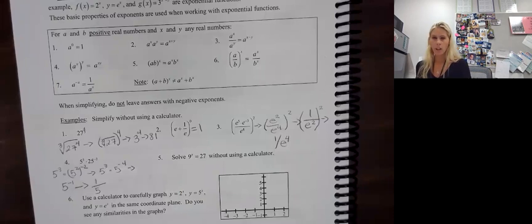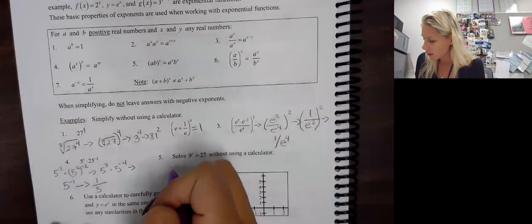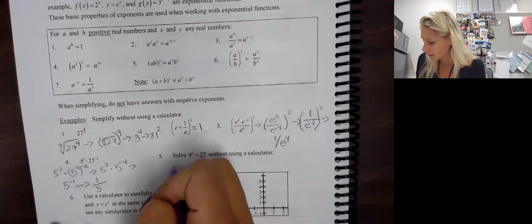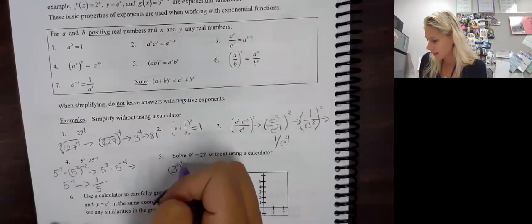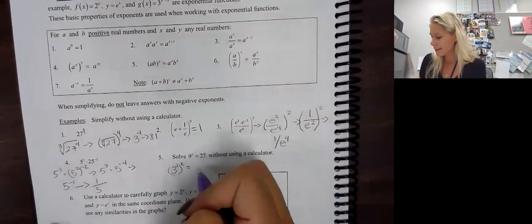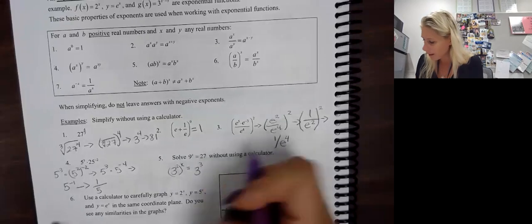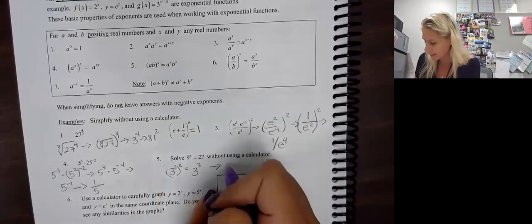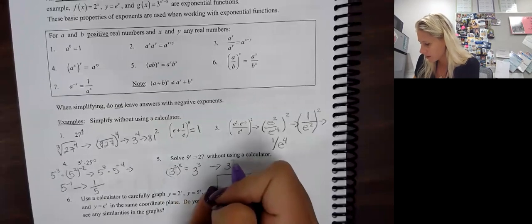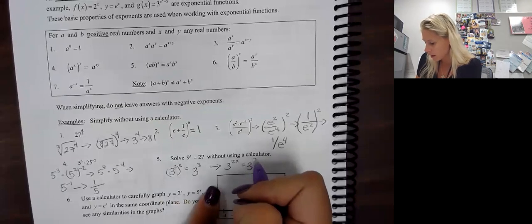What do they both have in common? They have 3. So I can change the 9 to the x to 3 squared to the x, and 27 is 3 to the third. Okay, I'm going to rewrite that so that I don't have the parentheses there. So I have 3 to the 2x equals 3 to the third.